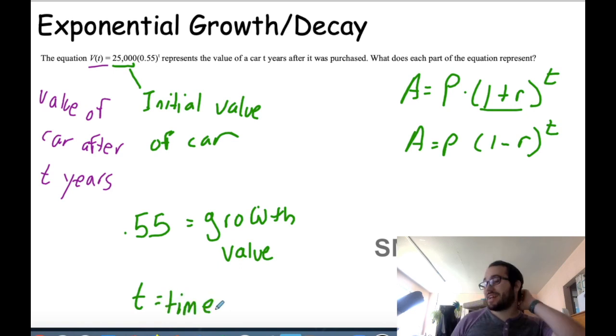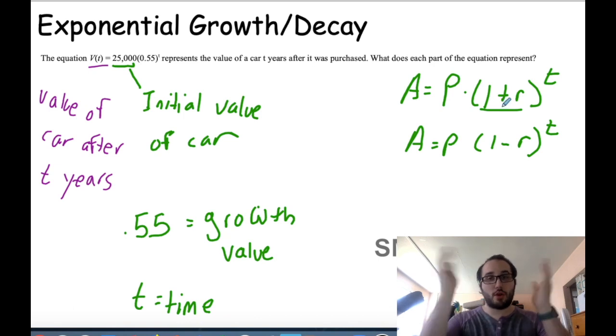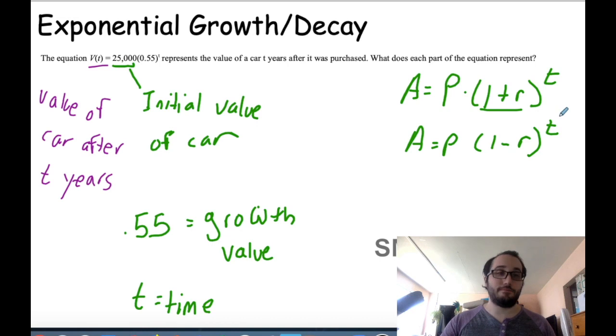Some questions like to ask, what does 25,000 represent? What does 0.55 represent? You need to remember what P, R, and T represent, right? The initial P. The stuff inside the parentheses is the growth factor. Is it growing or decaying? And T is time.